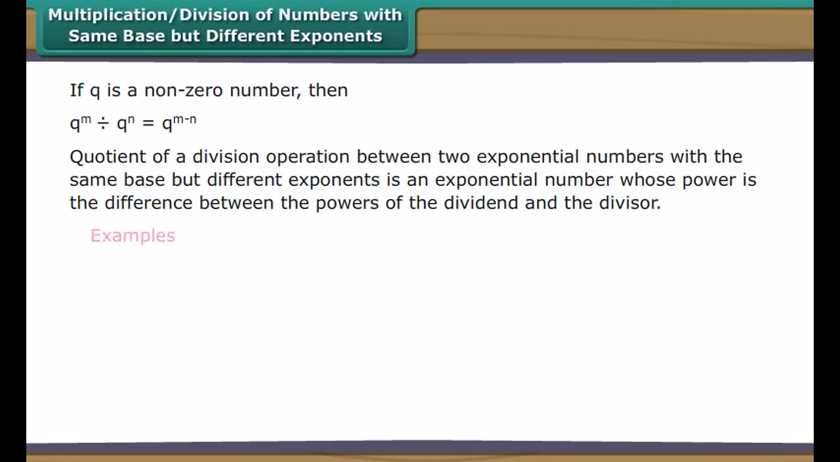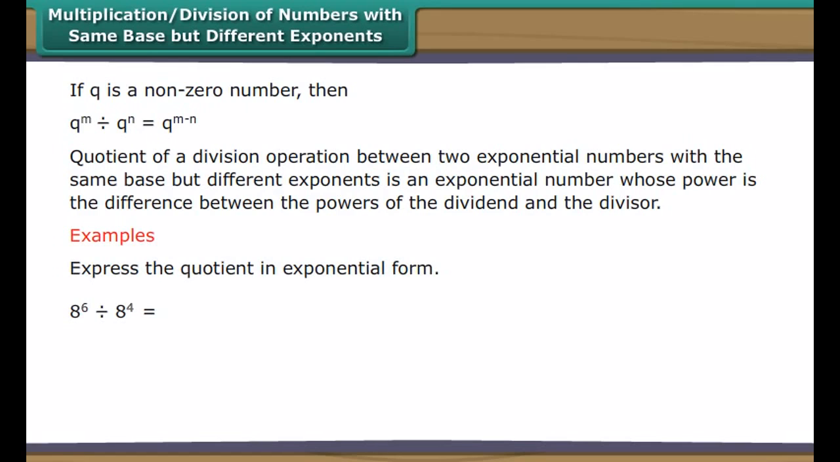Let us put the law to use. Express the quotient in exponential form. 8 raised to the power 6 divided by 8 raised to the power 4 is equal to 8 into 8 into 8 into 8 into 8 into 8 upon 8 into 8 into 8 into 8, which equals 8 raised to the power 2 equals 8 raised to the power 6 minus 4.